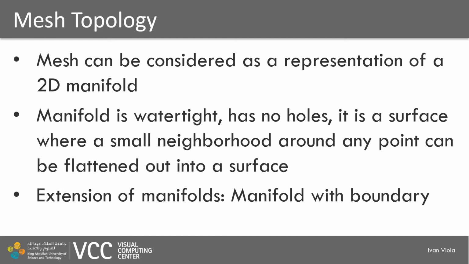Furthermore, this is a rather restricted representation because that would allow us only to represent closed objects. But sometimes we have open objects, such as, for example, a terrain where we have a boundary at some point, and that will be a relaxing of this constraint to the category of manifold with boundary, for which most of the mesh processing algorithms will still work either straight away or with slight modifications.